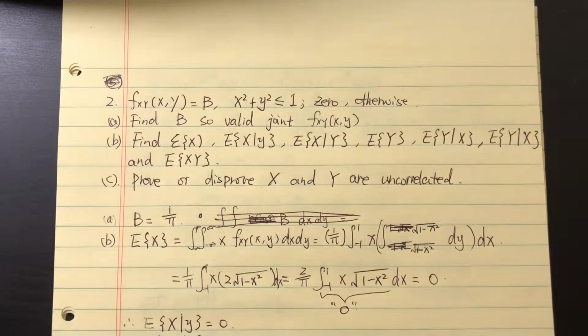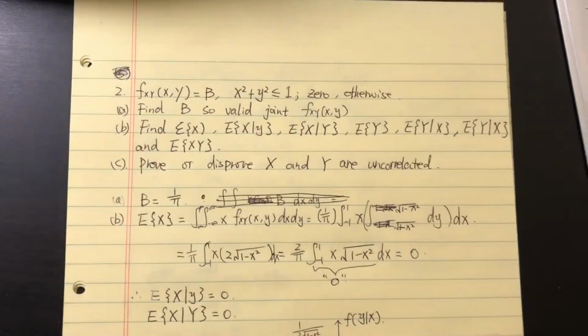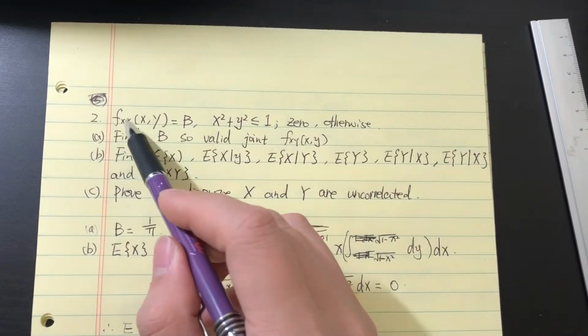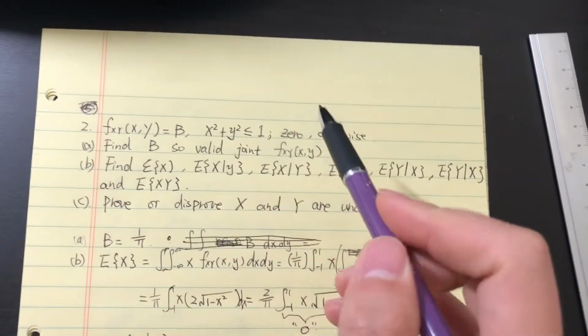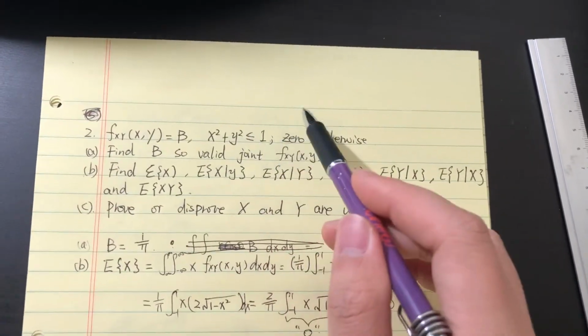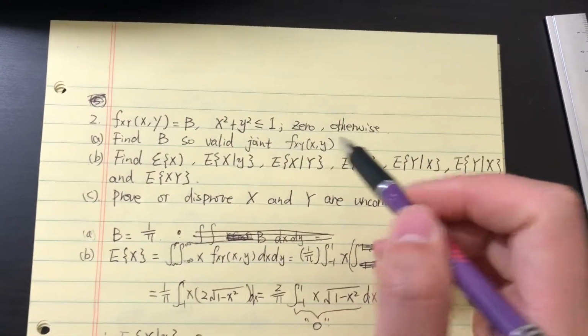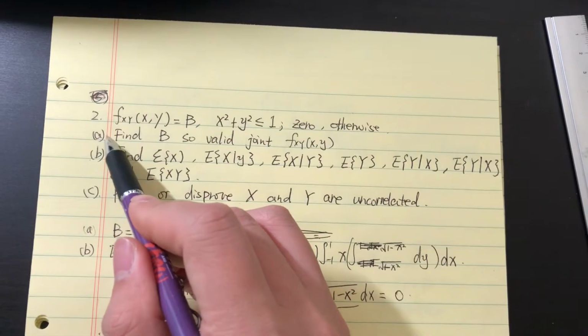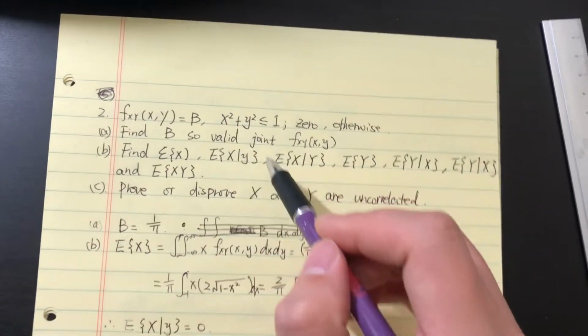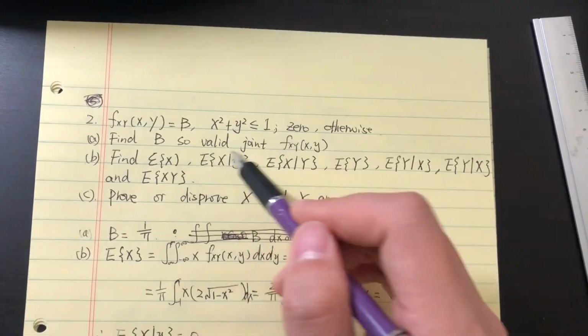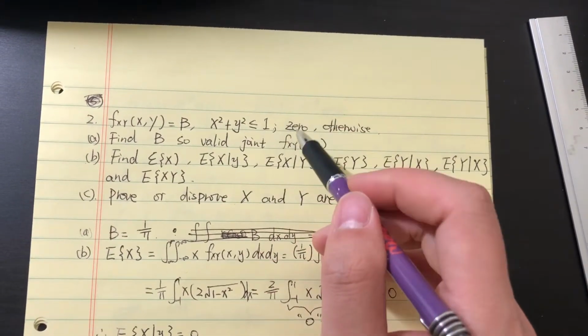This is homework 6, question 2. So question 2, f(x,y) is equal to b if x squared plus y squared is less than or equal to 1, and 0 otherwise. Subproblem A asks: find b so that it is a valid joint function.